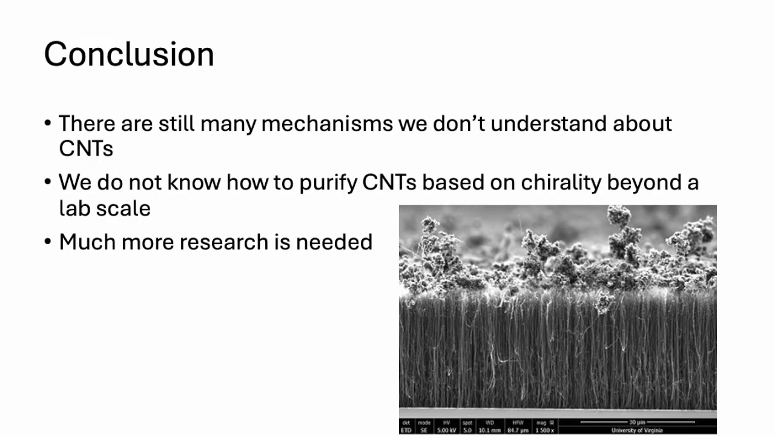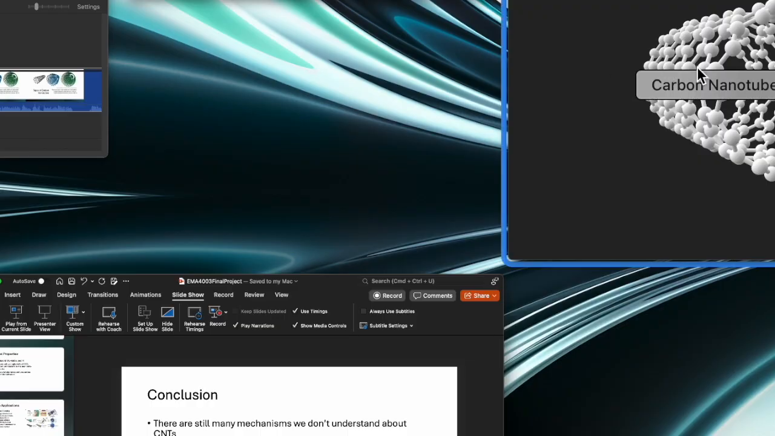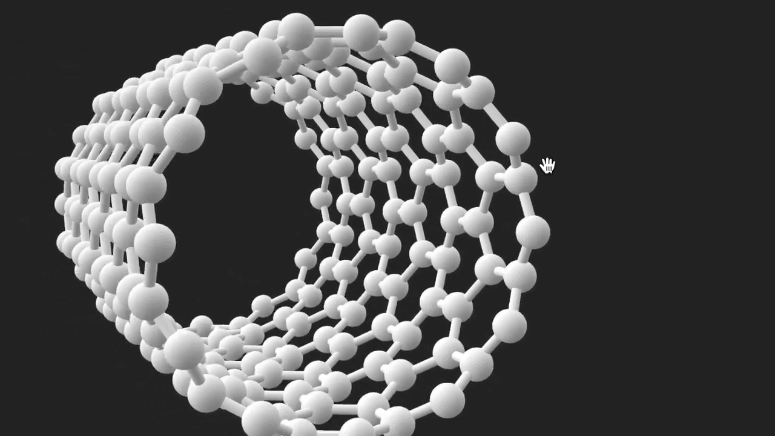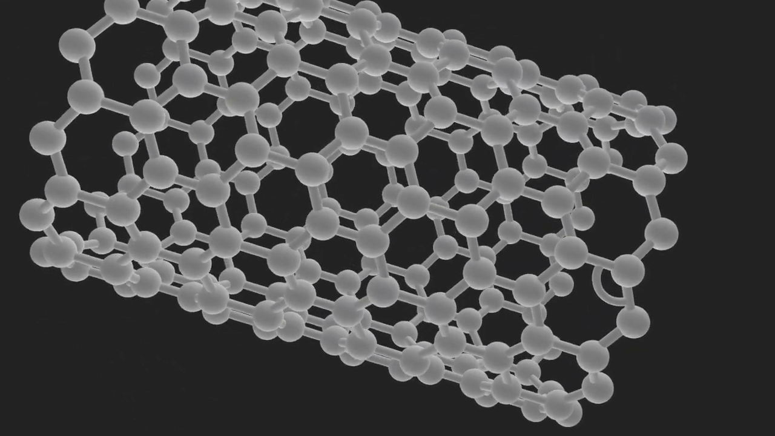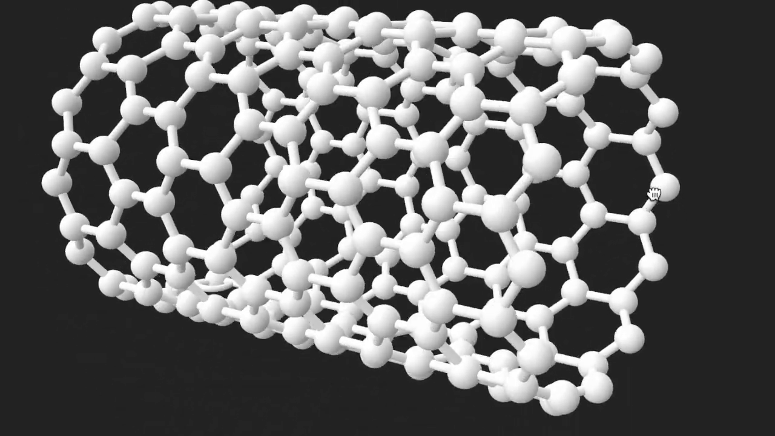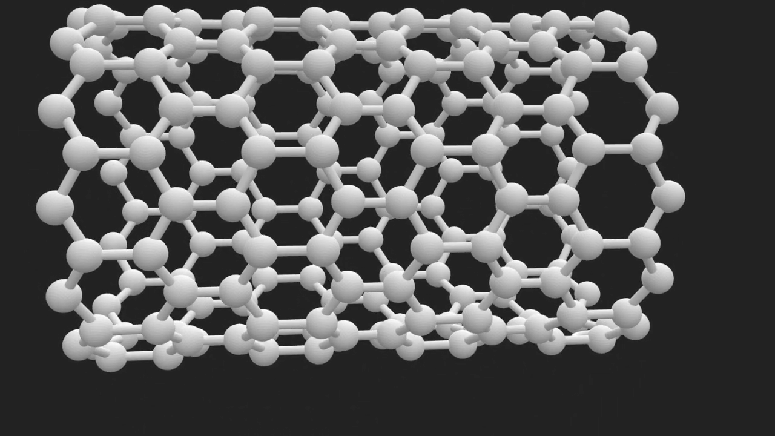So in conclusion, there's many unknown or unfound uses for carbon nanotubes. There's still a lot of research to be done. We don't know how to purify them based on chirality beyond a lab scale yet, so that's something research will have to focus on. Then I do have a 3D model. This is what it's going to look like on a microscopic scale. That's going to be it. Thanks for watching.